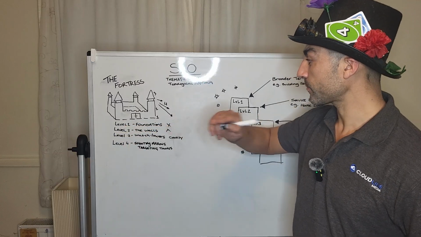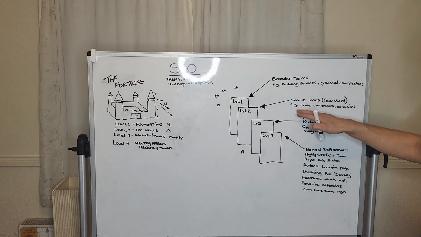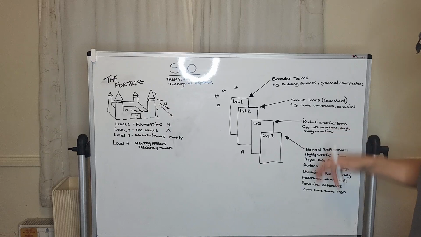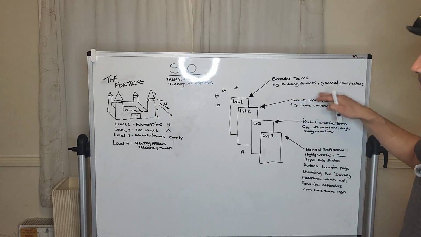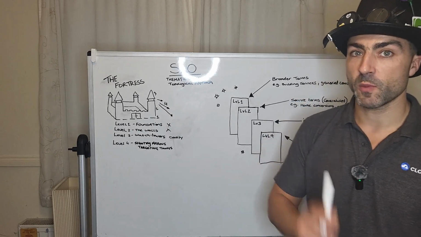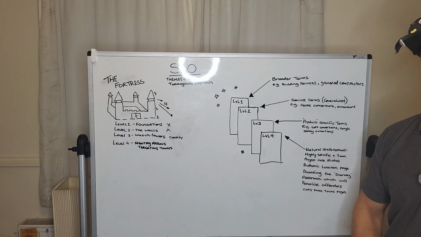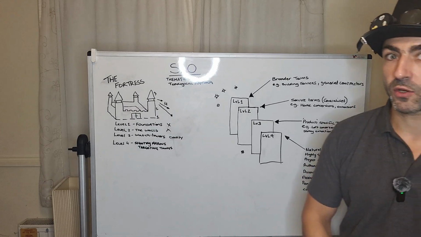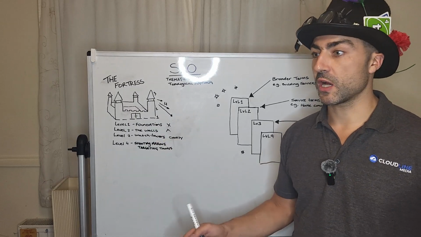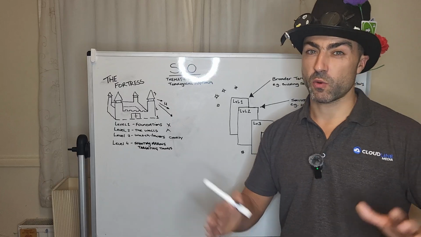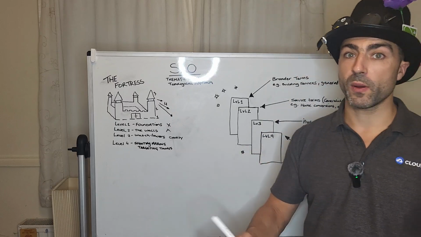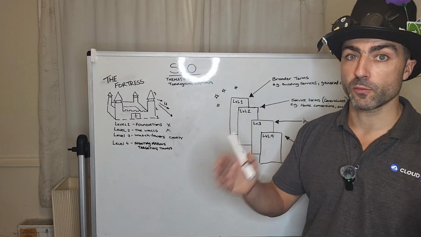Your level 2 will be the walls of your fortress. So these will be your generalized service terms. So say you're a general building contractor, you might do extensions, you might do landscaping work, you might do other broad types, flooring. That is quite a broad type of service that you provide.